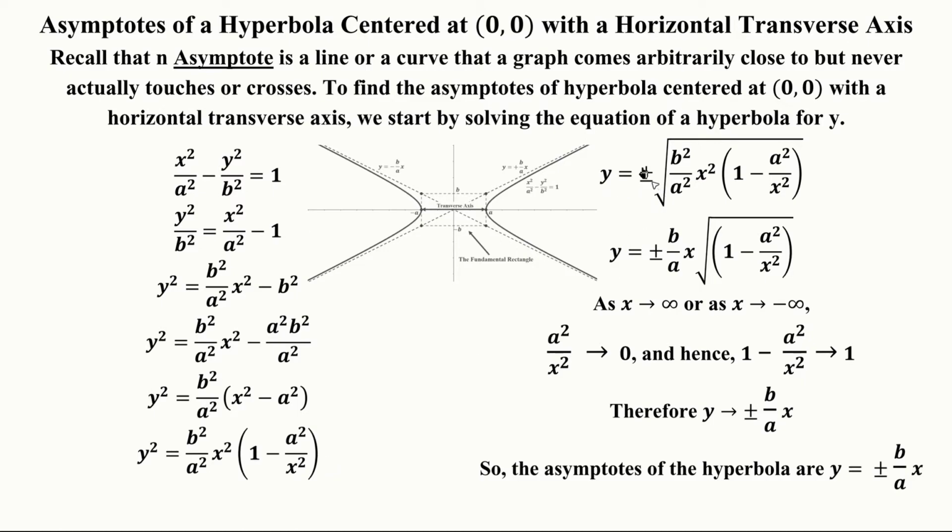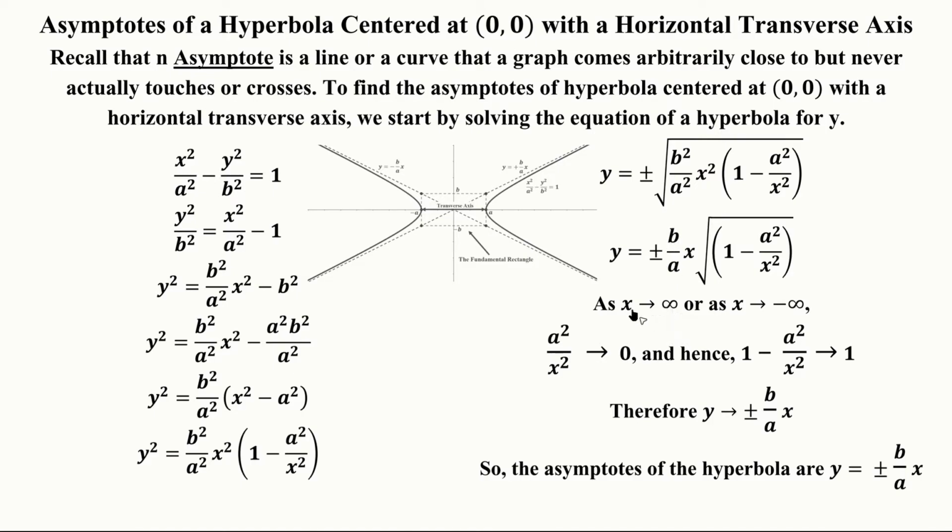So here we get y equals plus or minus. We're just applying the square root property. Square root of b squared over a squared x squared times 1 minus a squared over x squared. So y equals plus or minus b over a x times the square root of 1 minus a squared over x squared. This was all a perfect square, so we just brought it out of the radical.